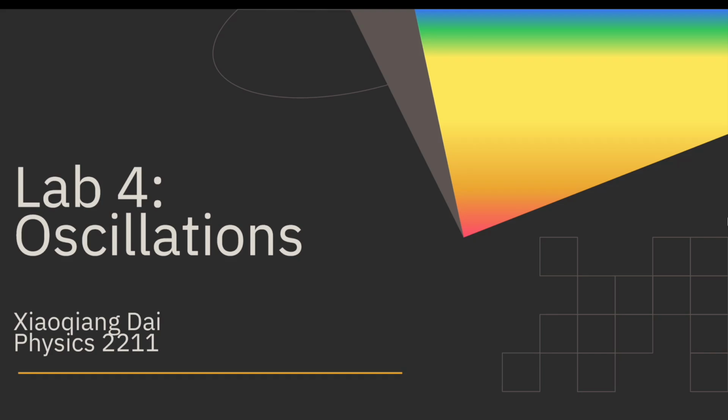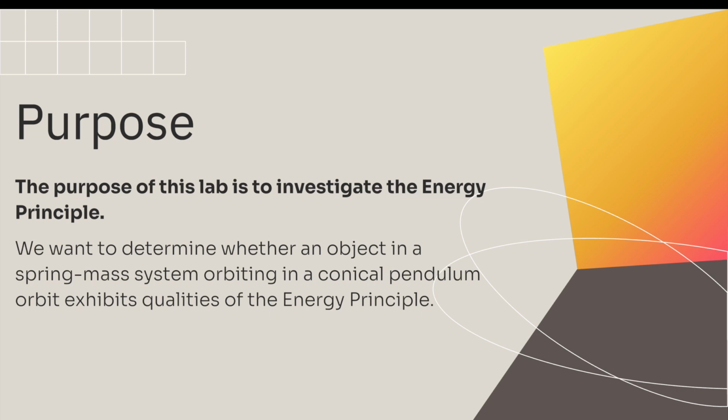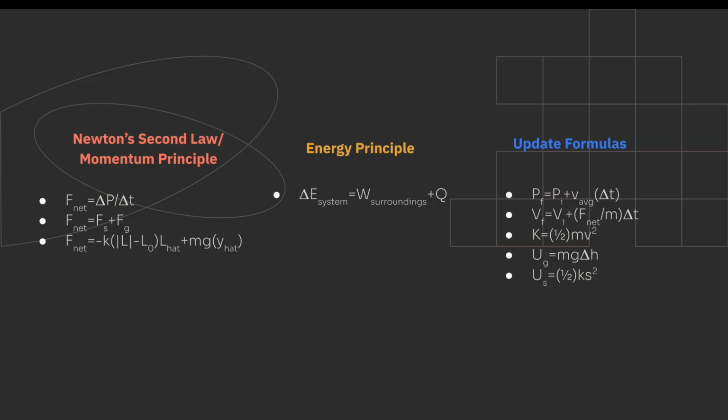This is my Physics 1 Lab 4 presentation on oscillations. So the purpose of this lab is to investigate the energy principle. Specifically, we want to determine whether an object in a spring mass system orbiting in a conical pendulum-like orbit exhibits qualities of the energy principle.